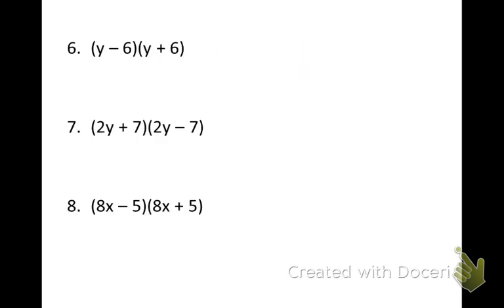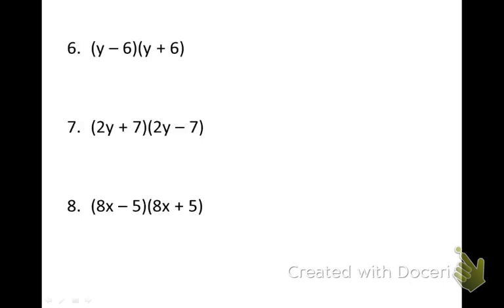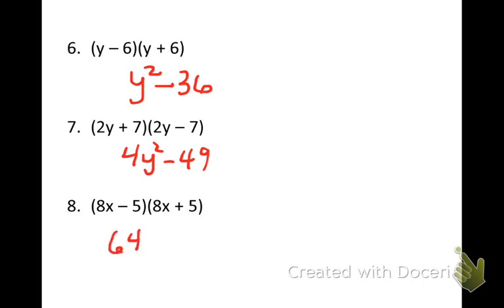Okay, here we notice the signs are different, so our middle term is going to disappear. Sorry, I forgot to get my writing tool. So it will be y squared, minus 6y plus 6y is gone, minus 36. 4y squared minus 49. 64x squared minus 25. So these are a little easier, and so it's helpful to remember that. But again, make sure you notice that everything's the same except for the minus and the plus signs.